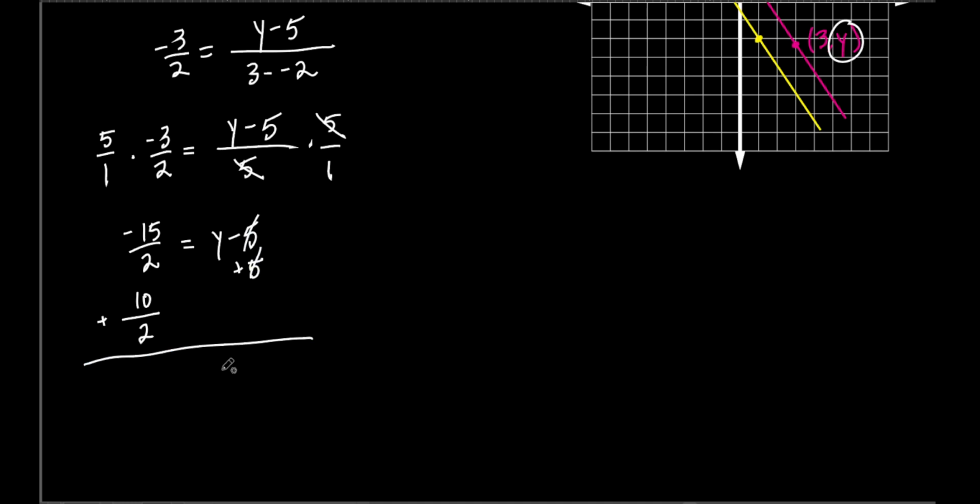This cancels out, so y equals, let's figure out what this is. What's negative 15 over 2 plus 10 over 2? What's negative 15 plus 10? Negative 5, and it's over 2. And there it is. That's my answer. So y is equal to negative 5 over 2. All right, and you say, okay, well, that's good. That's an answer. What did we really find?